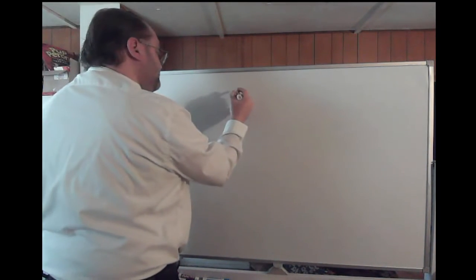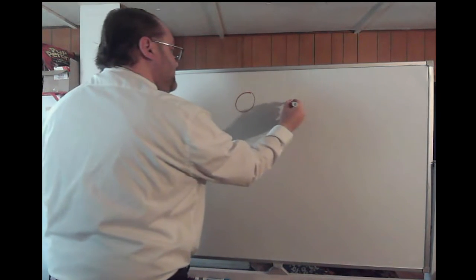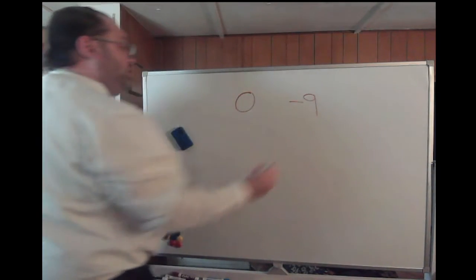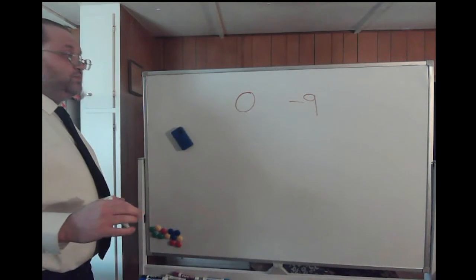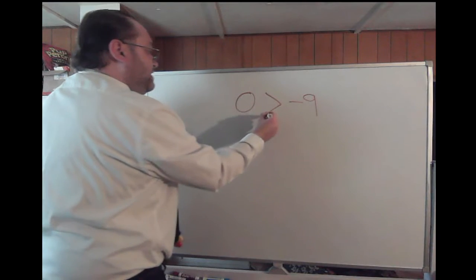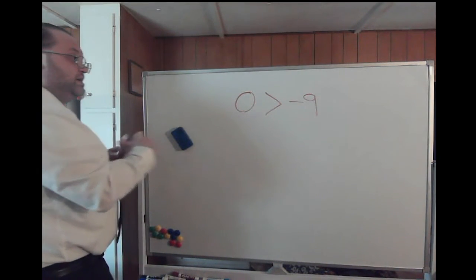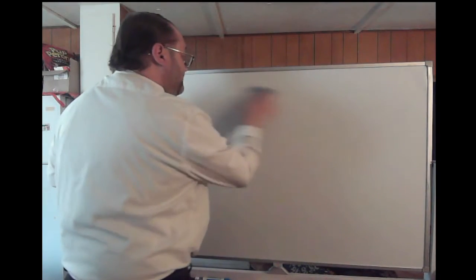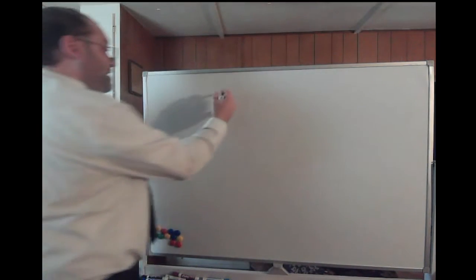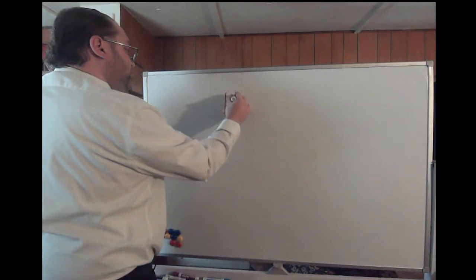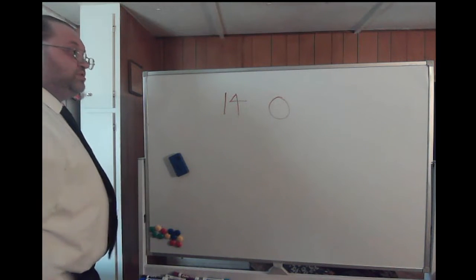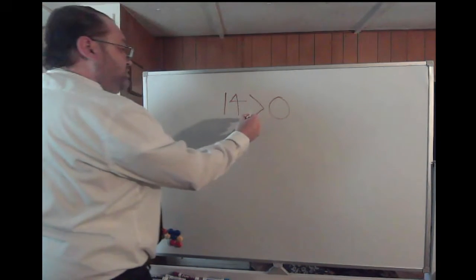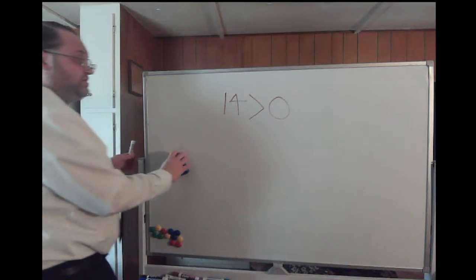Alright, then we have 0 and -9. Well, this is easy because 0 is greater than any negative number any day of the week. So 0 is definitely greater than -9. That's a dead giveaway. Then we have positive 14 and 0. Of course, as you know, a positive number is greater than 0. So that's a dead giveaway. 14 is greater than 0.